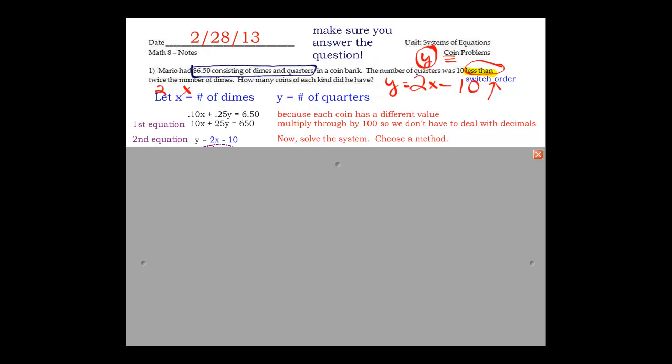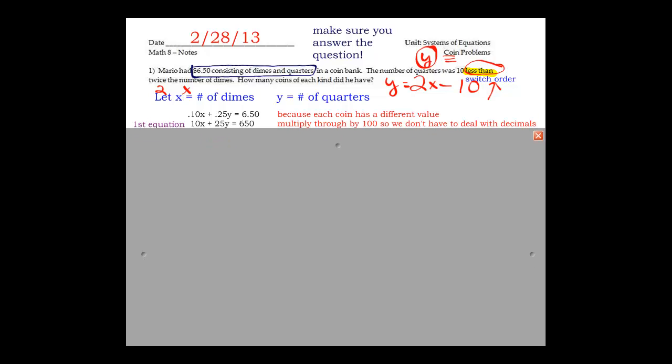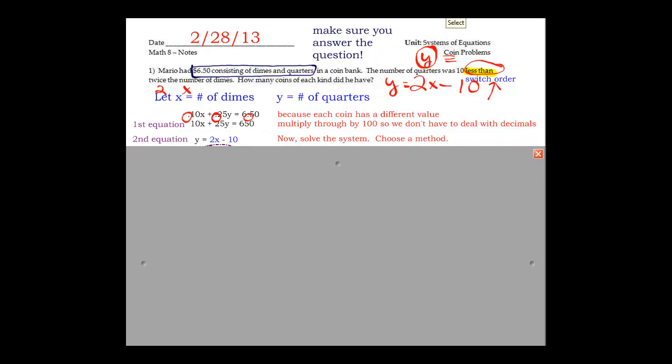Now let's go back to this first equation. The reason why I multiplied through by 100 is to get rid of that decimal. I don't like these decimal points hanging out here. It's going to make things very confusing. So a few months ago we talked about how to multiply through an equation by 100 to get rid of decimal points, which is what we did here. And that's what you should be doing every time you're doing a coin problem. So now I have my two equations.